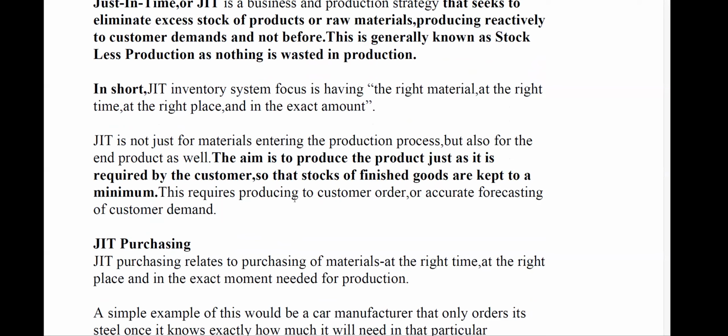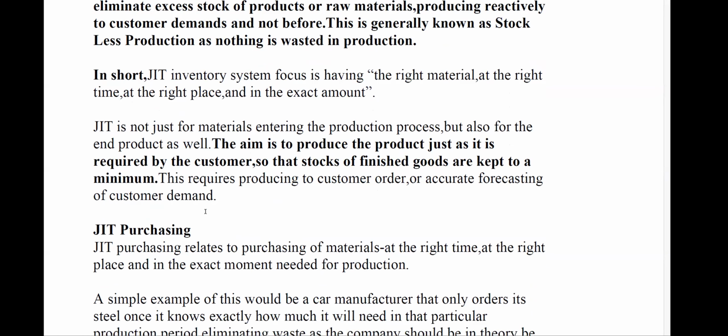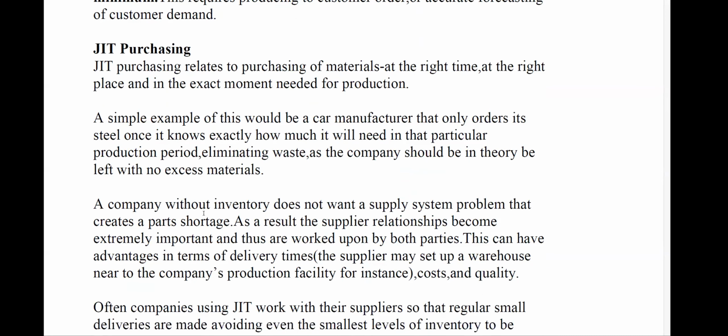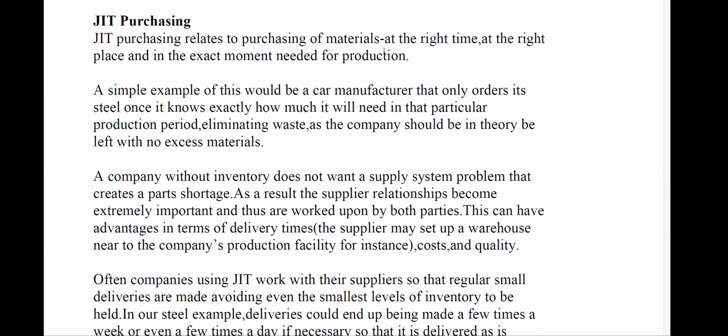Now, this requires producing to customer order or accurate forecasting of customer demand. Does that make sense? I explained this before, right? So I told you there are two types of just-in-time systems. What are the two types I mentioned? What are the two types of just-in-time systems?